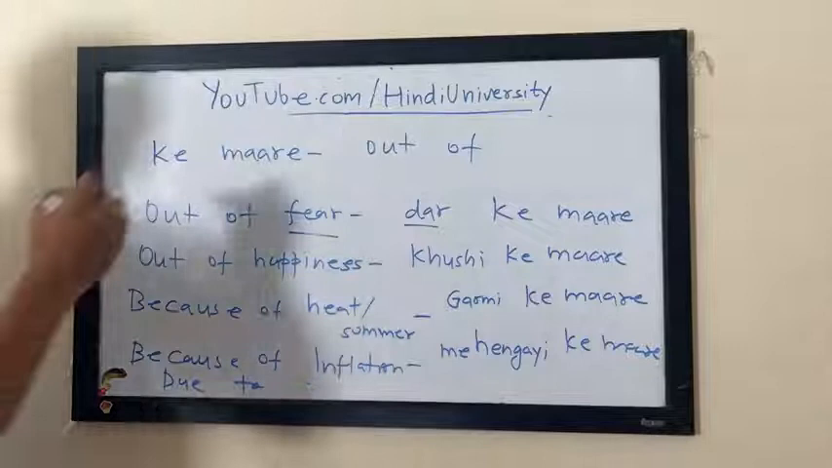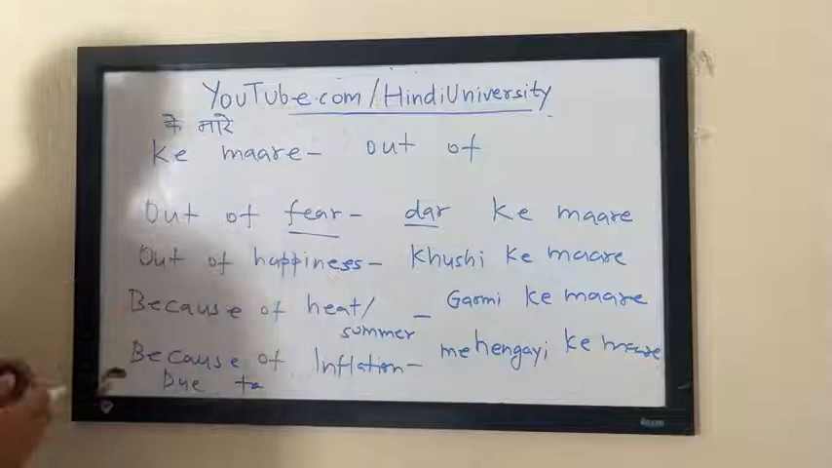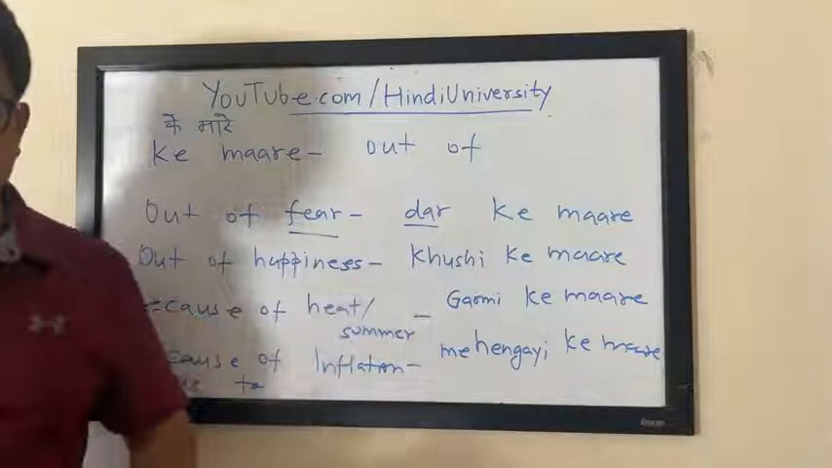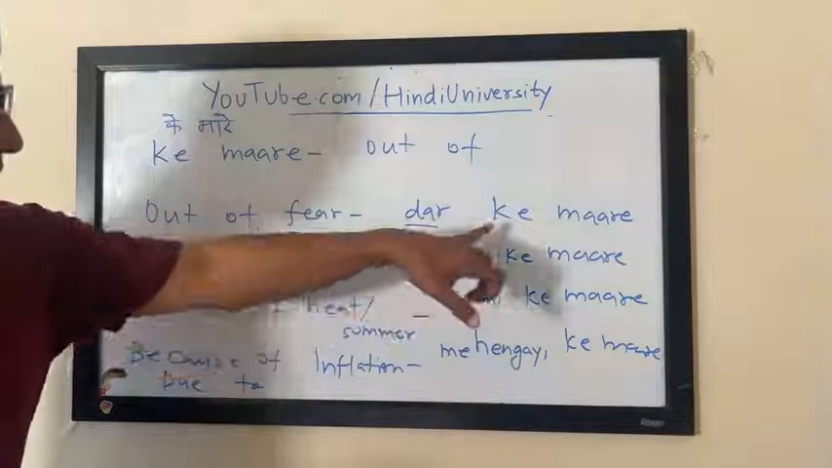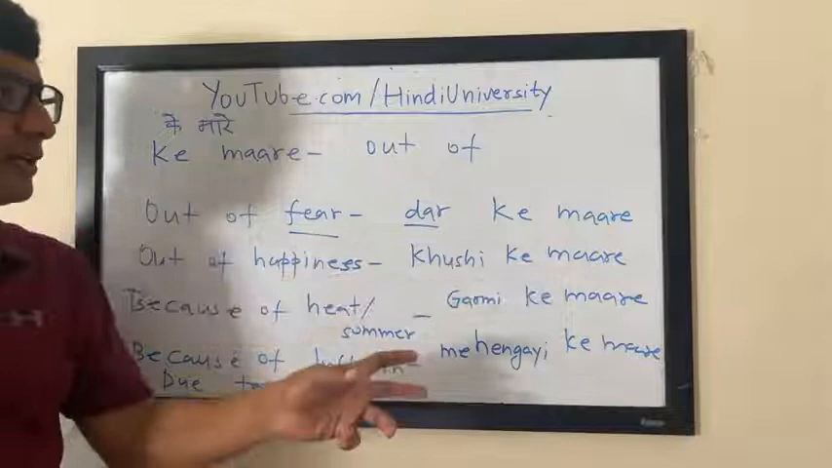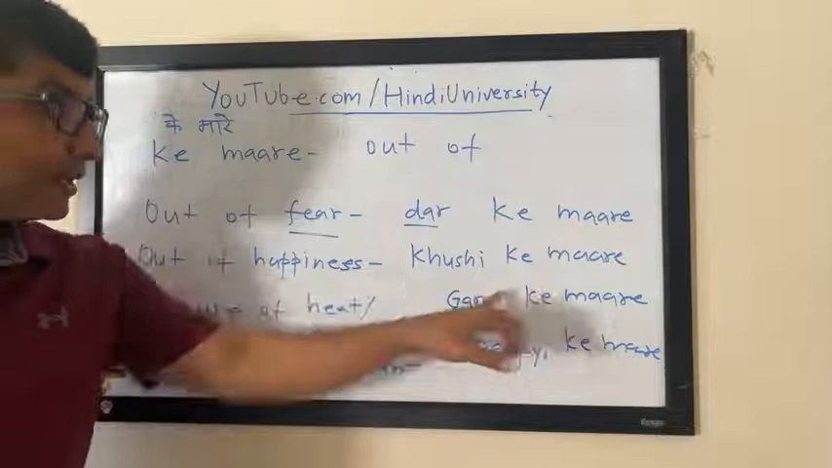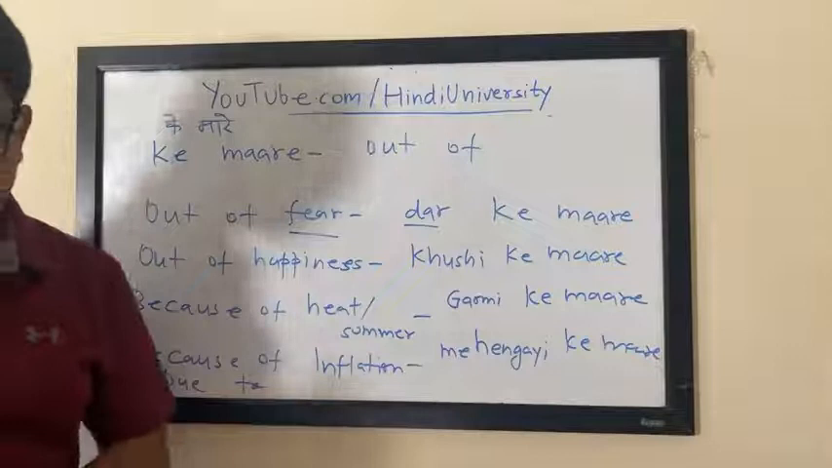Okay, so now we will at least try to practice just this part, out of fear, out of happiness. Can you think of any other emotions? Don't worry about bigger sentences right now, just one word followed by ke mare, and then try to say it in an inverted form. Same thing I can say, mare dar ke, okay? Mare khushi ke, okay? I can say mare garmi ke or mare mehengai ke. Same meaning, but emphasizing the effect of it.